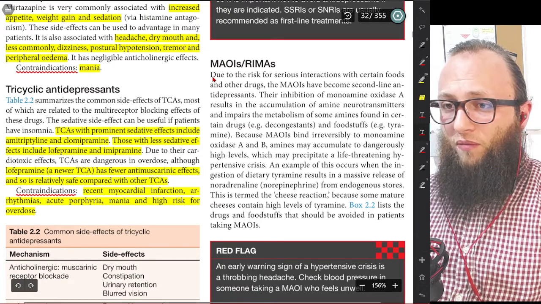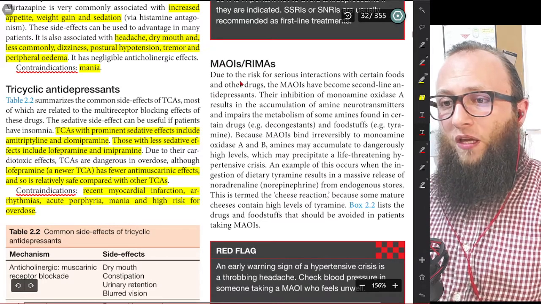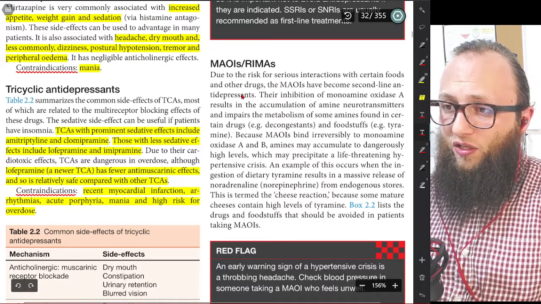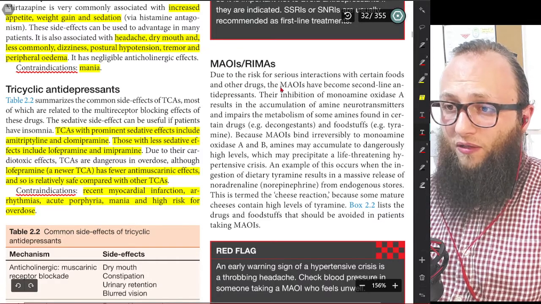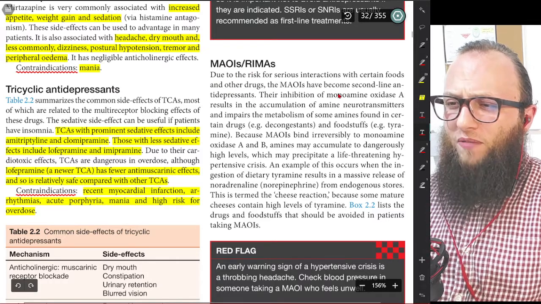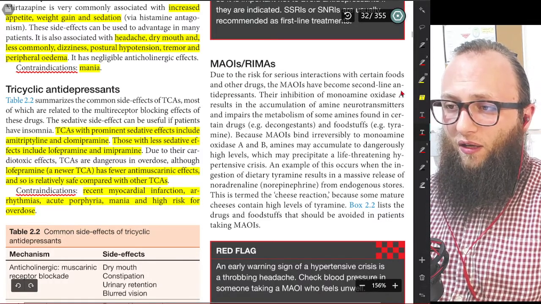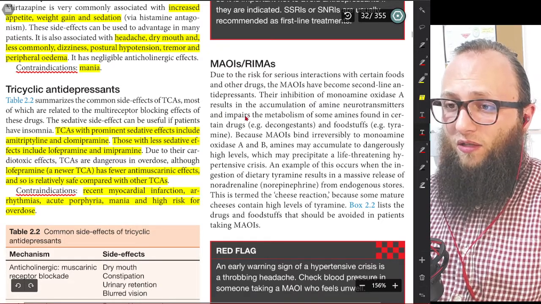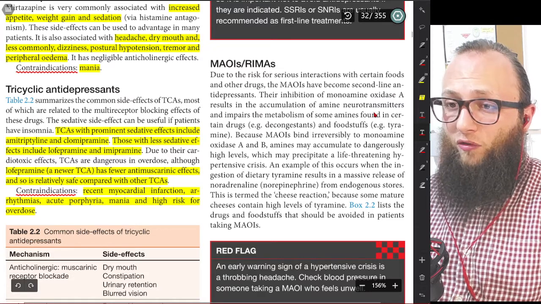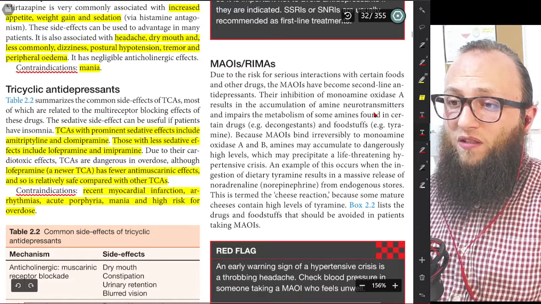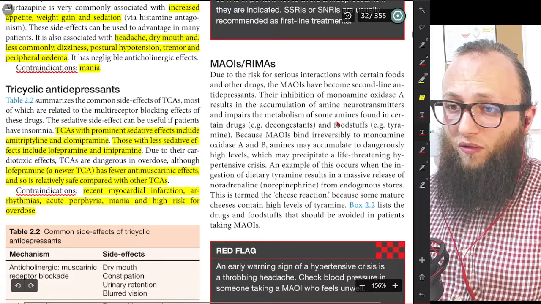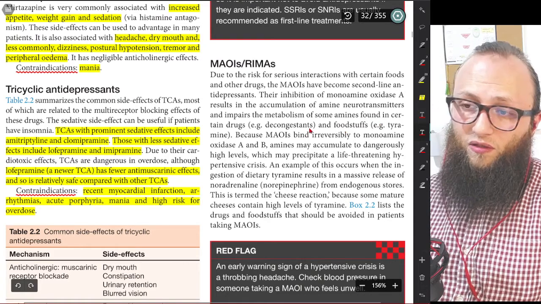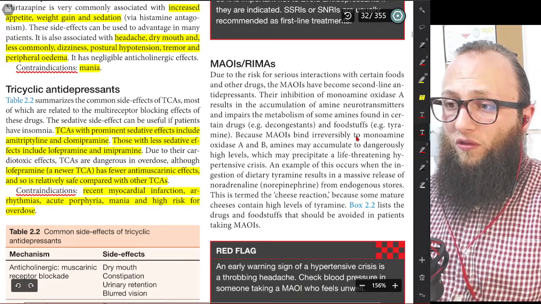Let's talk about MAO inhibitors and RIMAs. Due to the risk of serious interactions with certain foods and other drugs, the MAO inhibitors have become second-line antidepressants. Their inhibition of monoamine oxidase A results in the accumulation of amine neurotransmitters and impairs the metabolism of some amines found in certain drugs, like decongestants, and foodstuffs like tyramine.